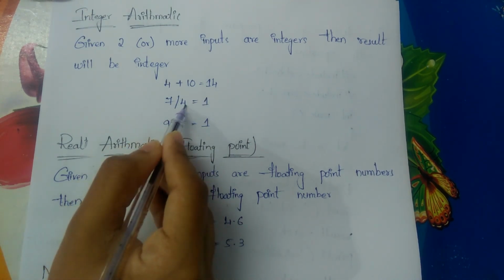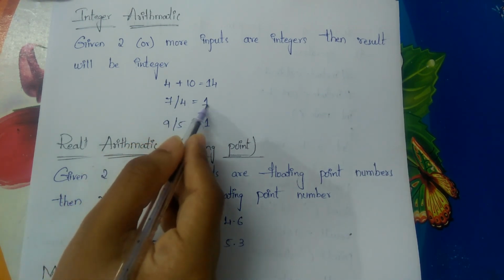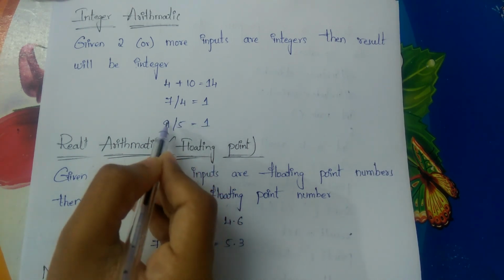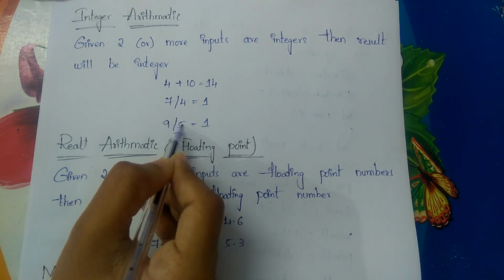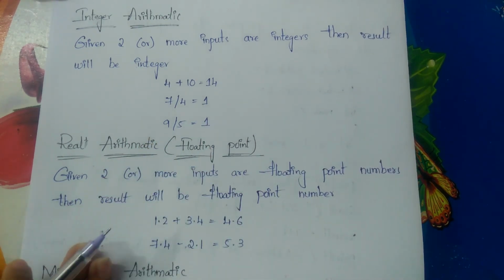And 7 divided by 4, both inputs are integers and the result is also an integer. And 9 divided by 5 is equal to 1. So 9 and 5 are integer inputs, and the final result is also an integer. So this is integer arithmetic.